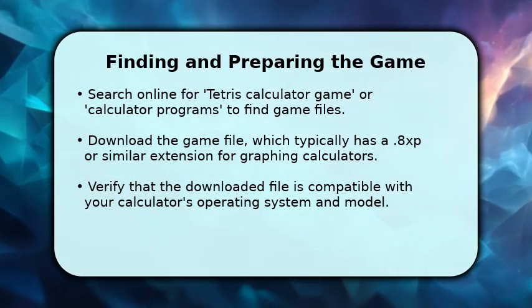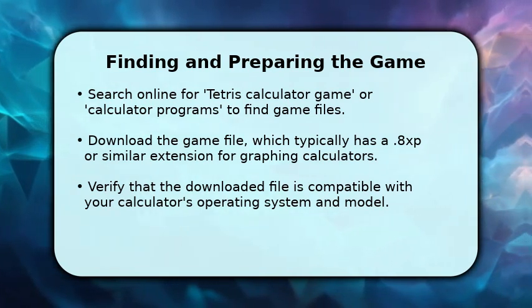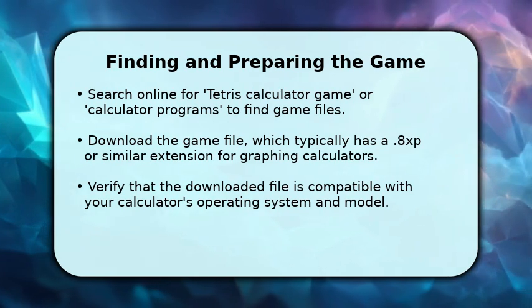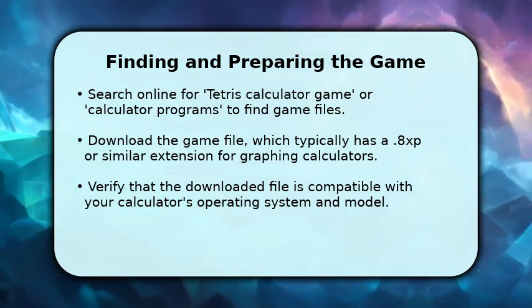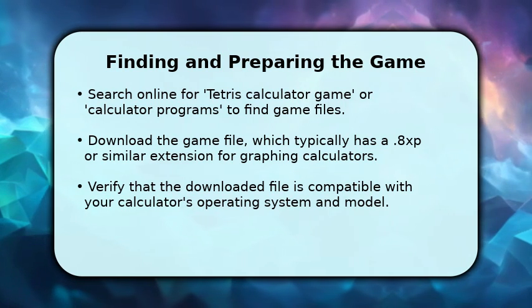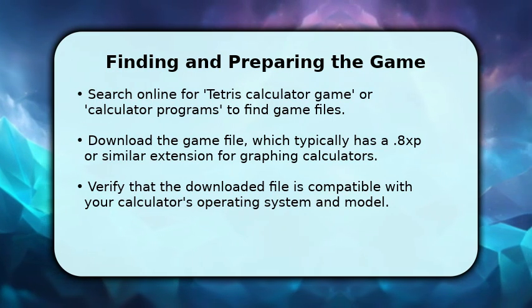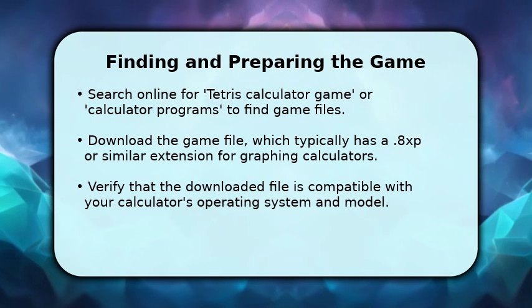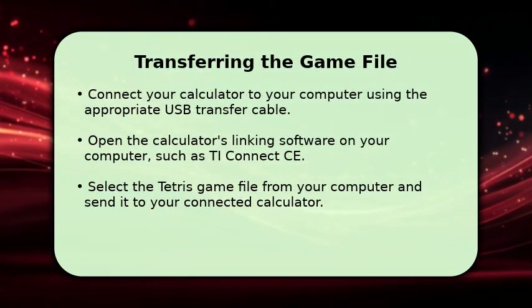Now, let's find the game itself. You'll want to search online for Tetris calculator game or calculator programs to locate suitable files. Once you find one, download it to your computer. These files often have extensions like .8xb. It's important to ensure the file you choose is specifically designed for your calculator's operating system and model to guarantee proper functionality. With the game file ready, it's time to transfer it.